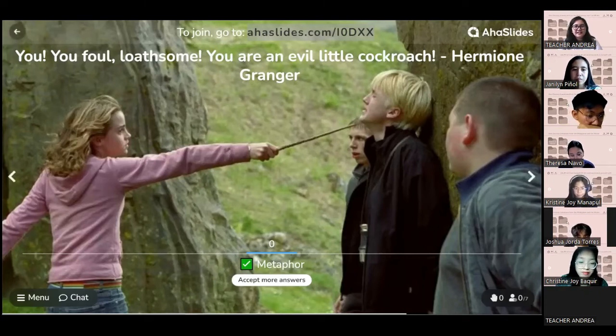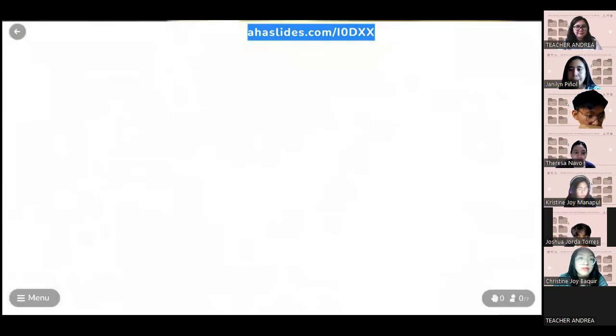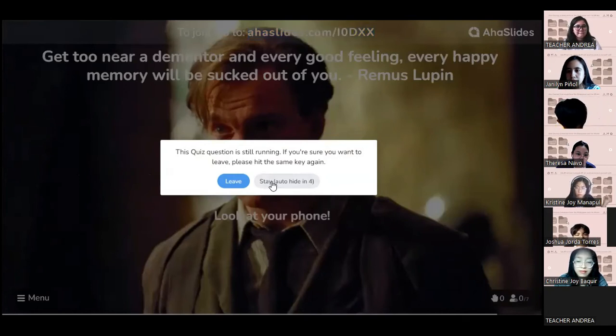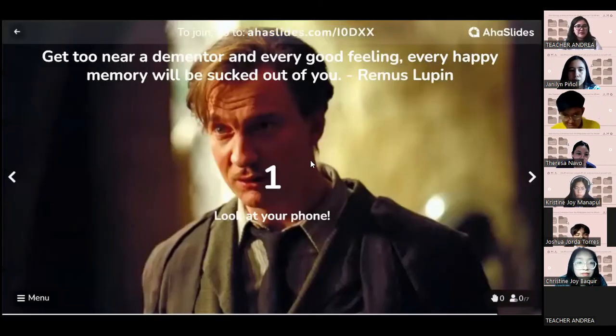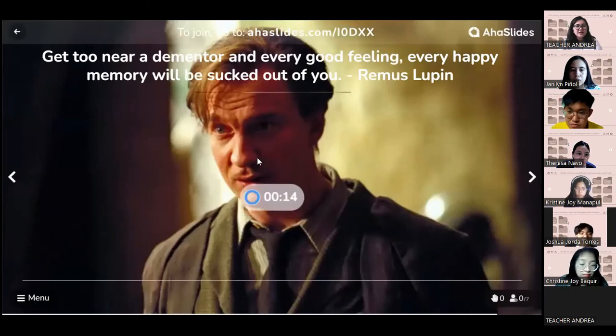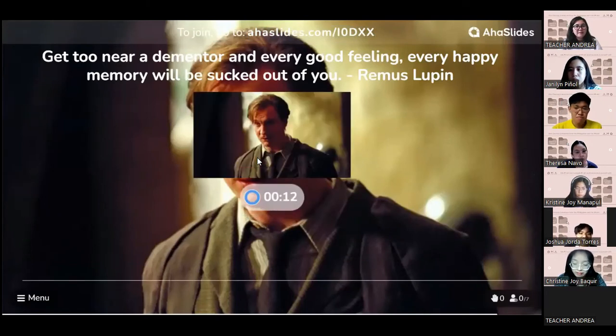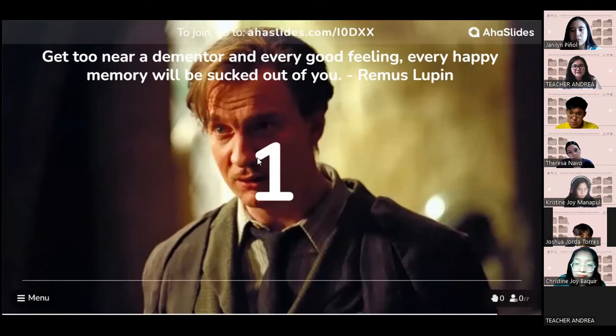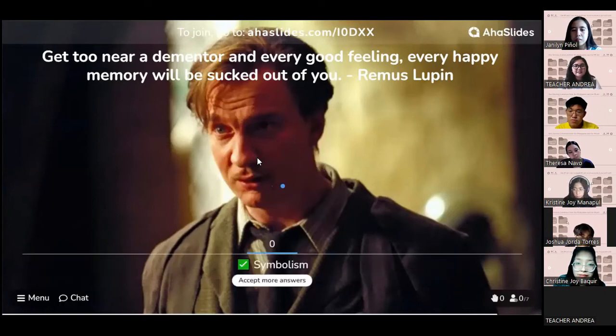And for the last one, we have: get too near a Dementor and every good feeling, every happy memory will be sucked out of you by Remus. What do you think is the figure of speech used in the line? Raise your hand if you want to answer. Janeline. I'm not sure po, symbolism po. Yes, that's very good.